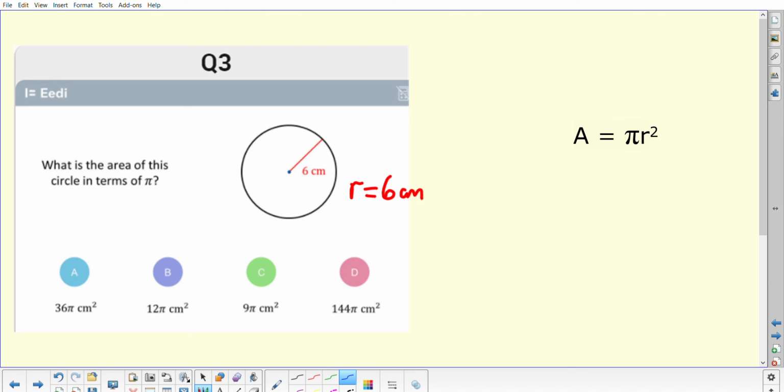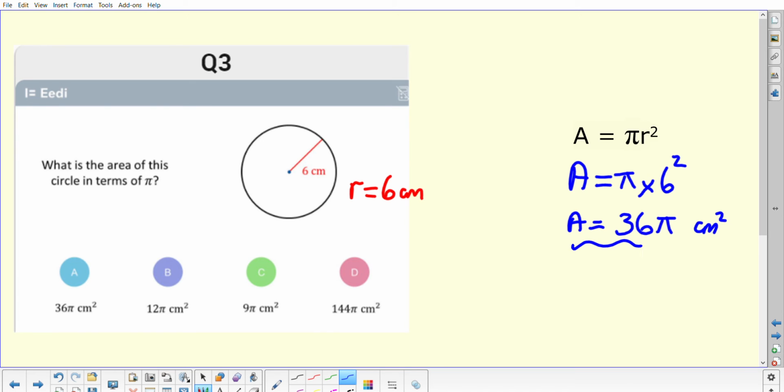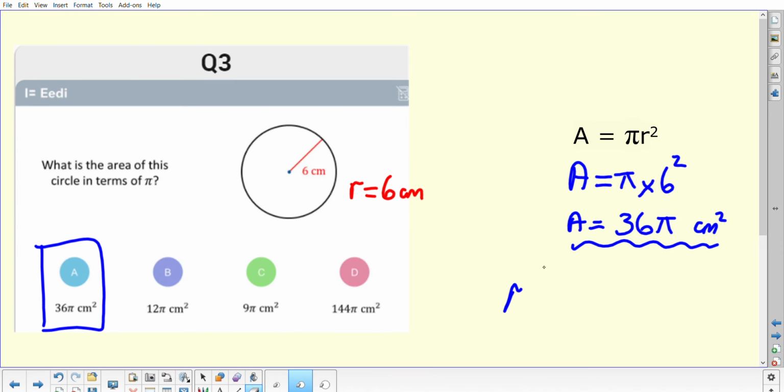So your formula that you're doing here, you get area equals pi r squared. So you're going to have area equals pi times 6 squared. And of course 6 squared, remember, means 6 times 6. 6 times 6 is 36. So 36 pi, and because this is area, the correct units are square centimetres. And you will see that that was answer A that you should have chosen in that particular instance.